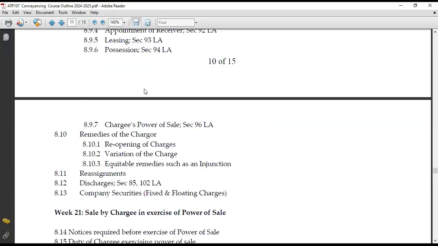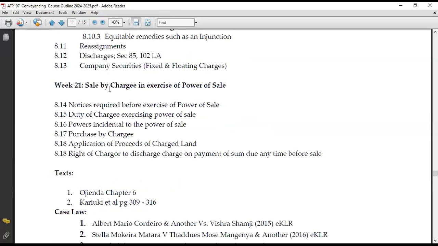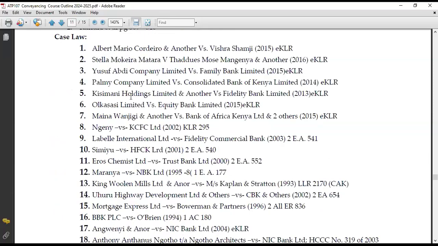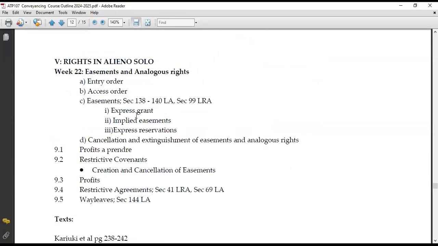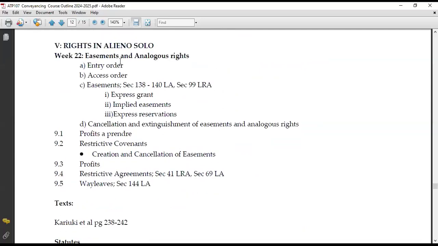Remedies of parties, these have been tested, of course, of the chargee many times. Sale of the charged property. Right, we are at topic 5: easement and analogous rights. So, we have talked about easement.